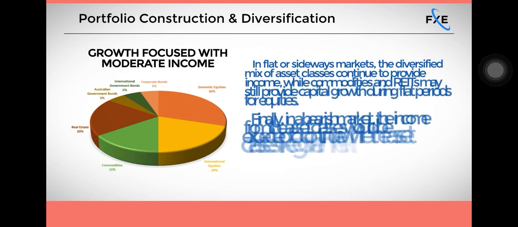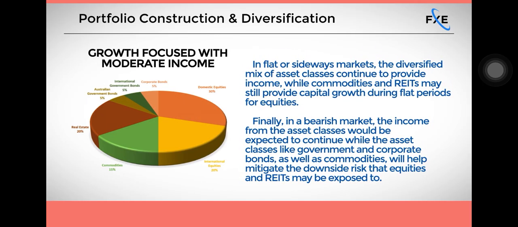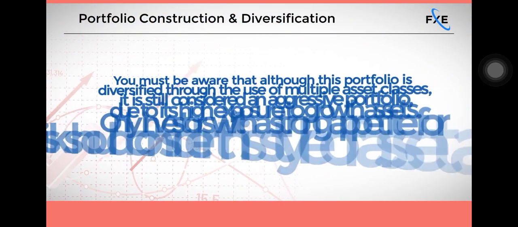In flat or sideways markets, the diversified mix of the asset classes continue to provide income, while commodities and REITs may still provide capital growth during flat periods for equities. Finally, in a bearish market, the income from the asset classes would be expected to continue, while the asset classes like government and corporate bonds, as well as commodities, will help mitigate the downside risk that equities and REITs may be exposed to.